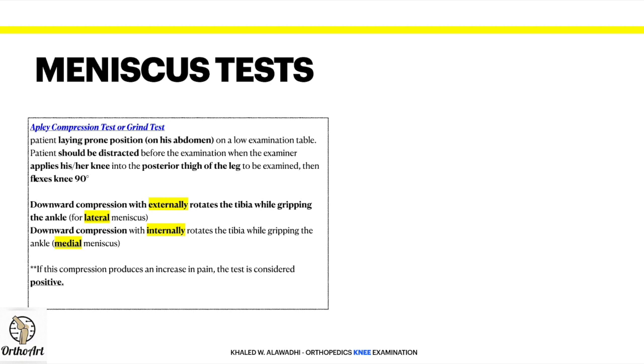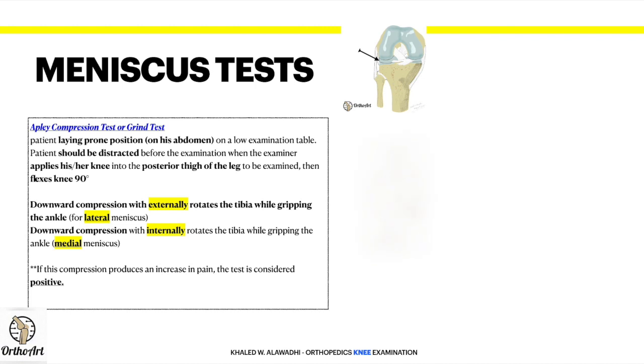So you ask the patient to relax, and then you apply a force perpendicular on his posterior thigh, after flexing the knee 90 degrees. You apply a perpendicular compression with external rotation while gripping the ankle. If you go externally, you're examining for the lateral meniscus. If you go internally to the tibia, to the inside, while gripping the ankle, this is the medial meniscus. If there's an increase in pain with compression, this test is considered positive and possibly an injury to the meniscus.